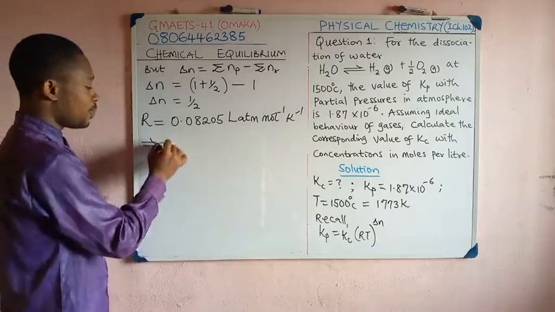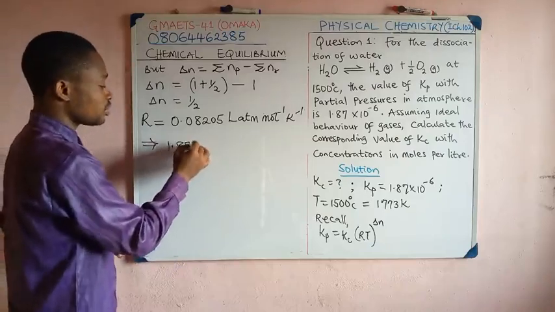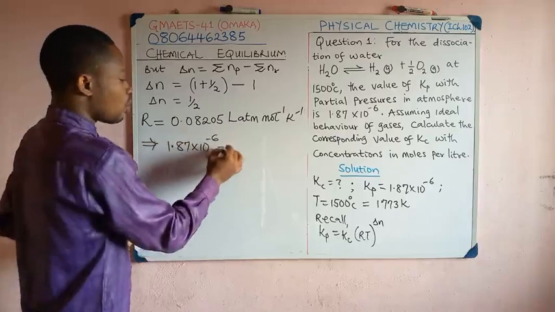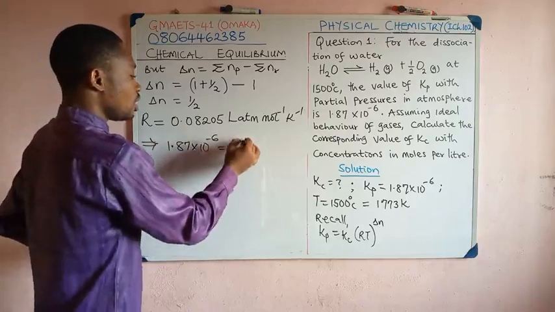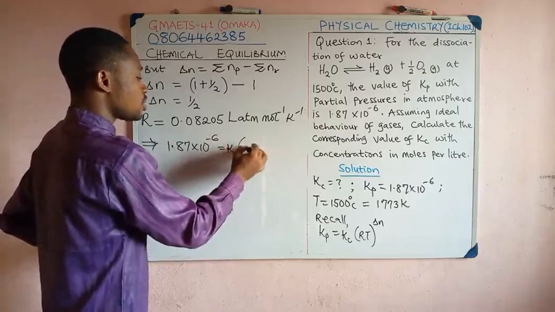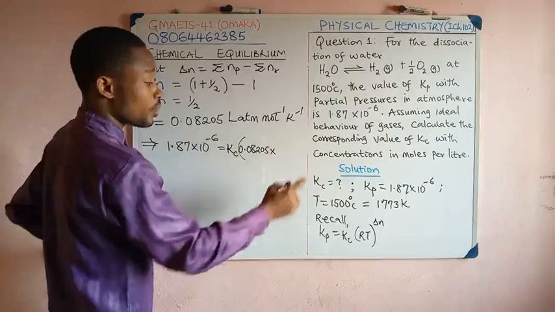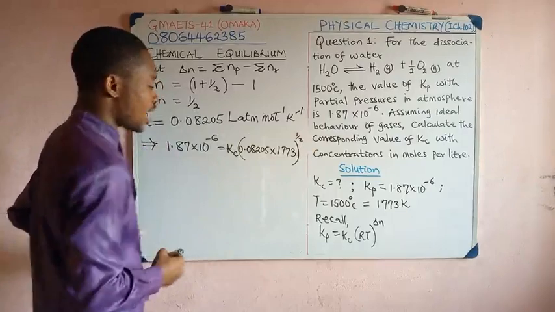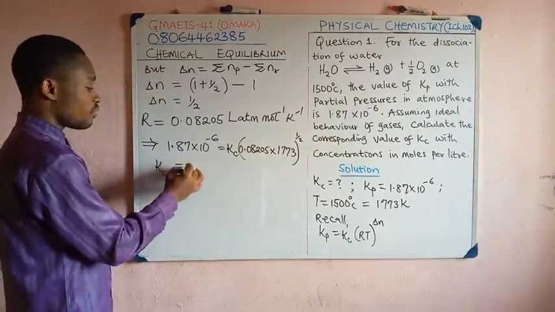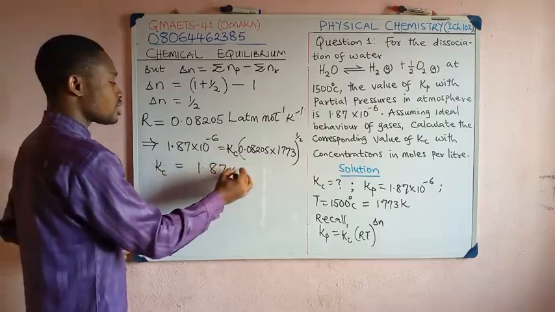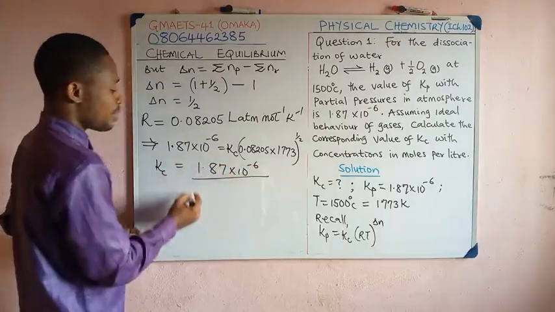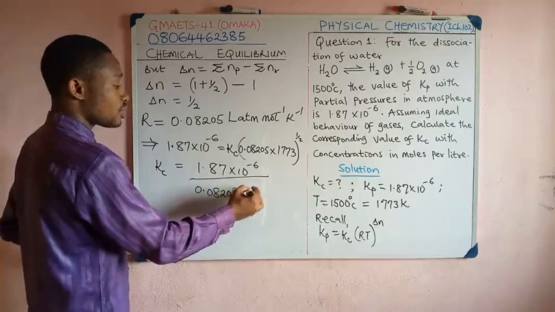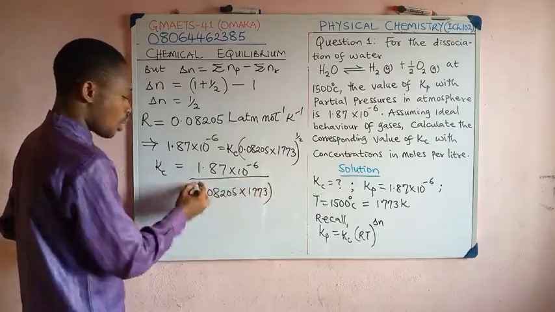Now with these terms, we can substitute into this equation. It implies that Kp, which is 1.87 times 10 raised to the power minus what? That's minus 6, will be equal to Kc, whose value we don't know, times R, and R is 0.08205, times the temperature, which is 1773. We shall raise this to the power what? Half. Making Kc the subject of the formula, that will give us 1.87 times 10 raised to the power minus 6, divided by the coefficient of Kc, which is 0.08205 times 1773 raised to the power half.